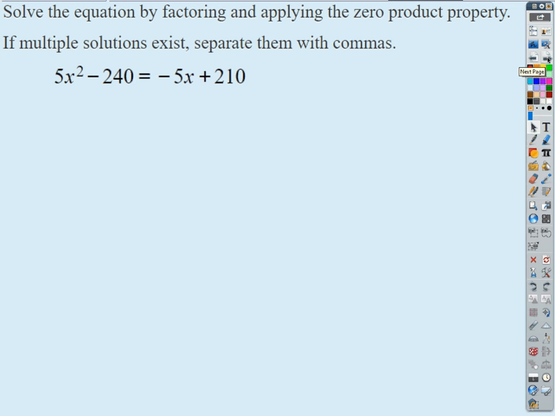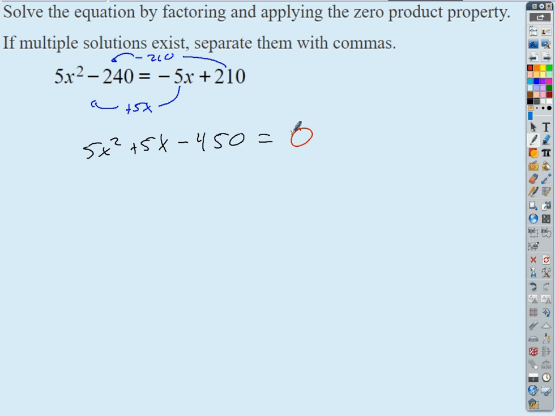What about this guy? Yeah, I gotta make it equal zero on one side though. So I'm gonna push everything to the left. I'm gonna add 5x and subtract 210, right? So I'm gonna add 5x to both sides. I'm gonna subtract 210 over to this side. Look what I get then. I'm gonna get 5x squared plus 5x minus 240 minus 210 is minus 450. And the whole thing is equal to 0, right?